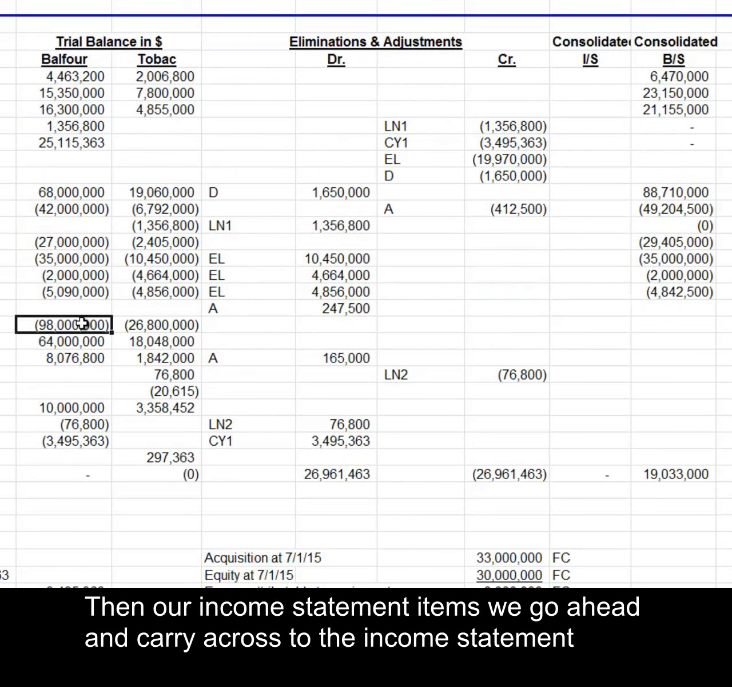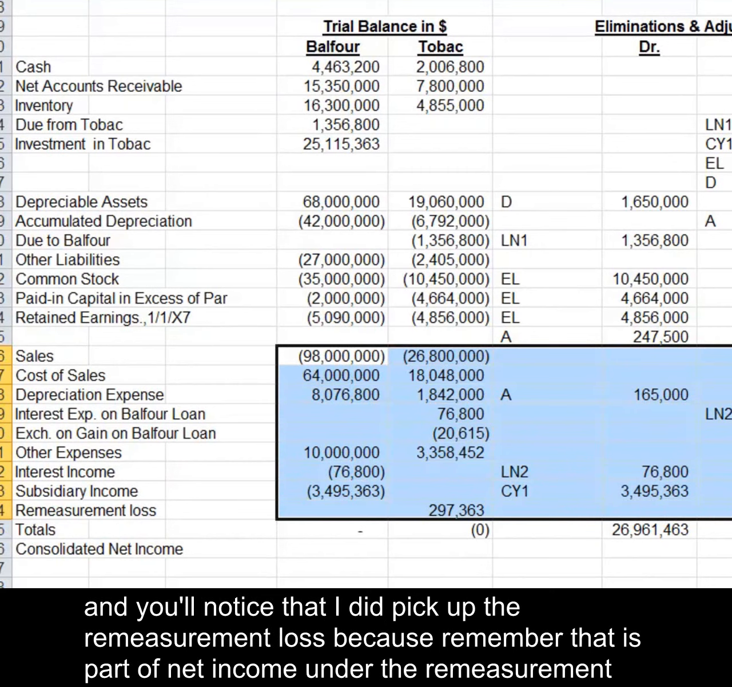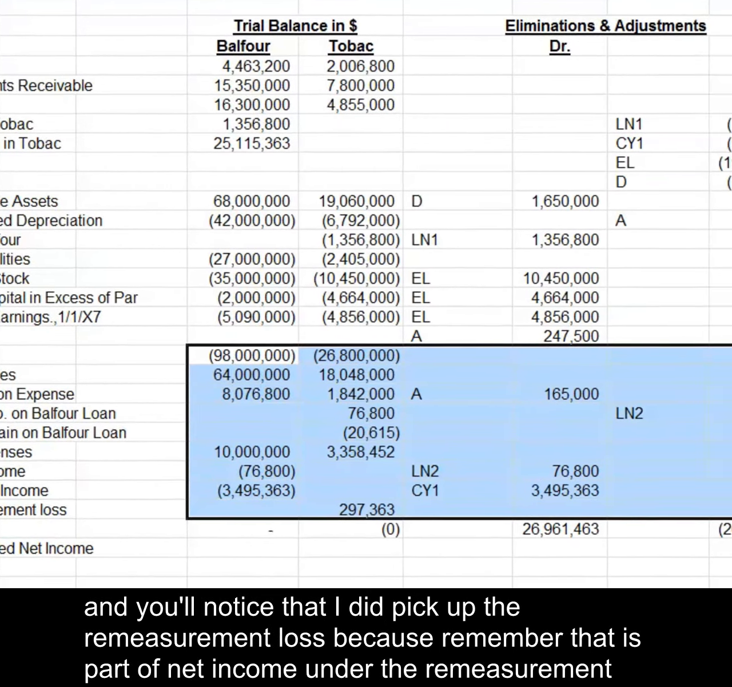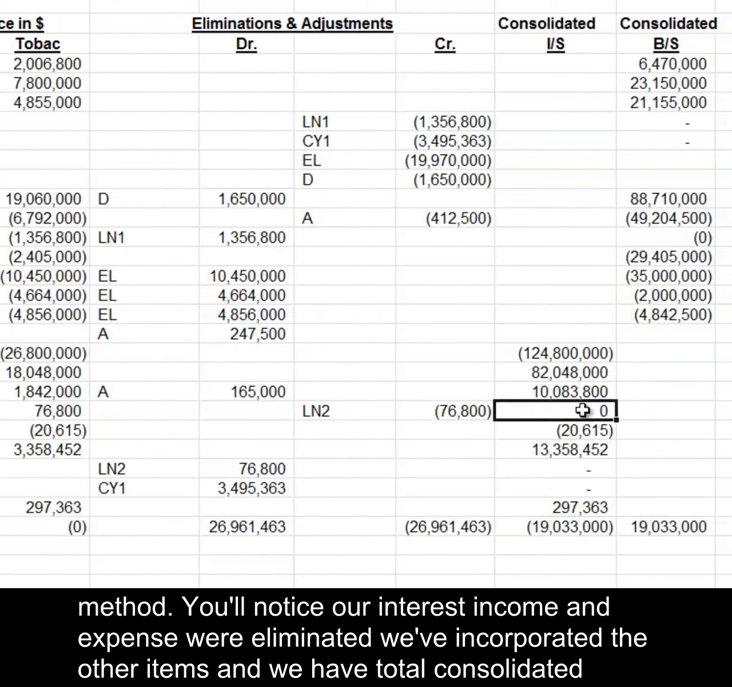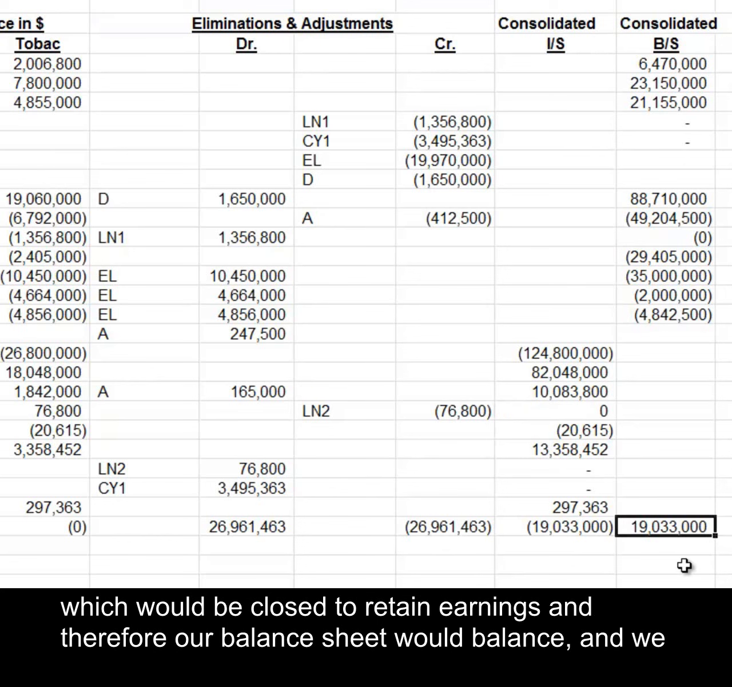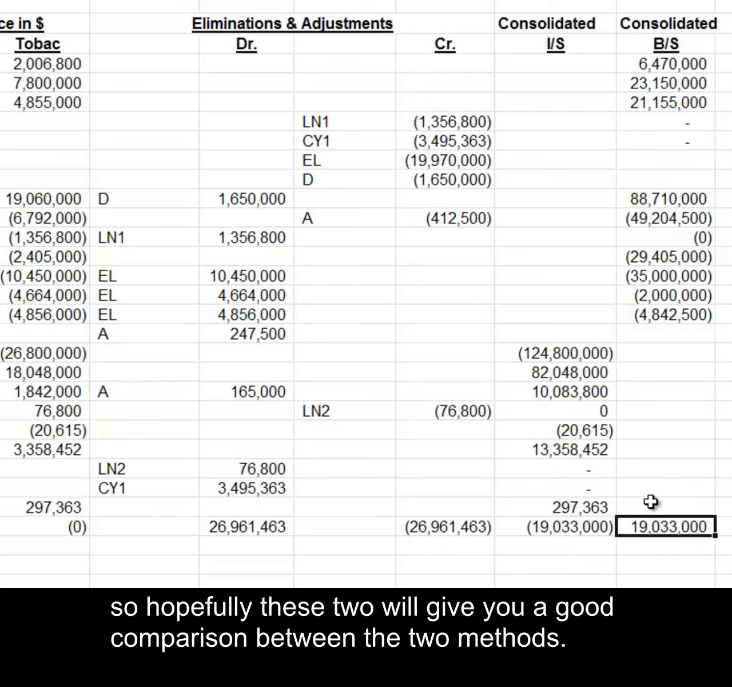Then our income statement items, we go ahead and carry across to the income statement. And you'll notice that I did pick up the remeasurement loss because remember that is part of net income under the remeasurement method. You'll notice our interest income and expense were eliminated. We've incorporated the other items and we have total consolidated income of 19 million, which would be closed to retained earnings, and therefore our balance sheet would balance and we would be ready to prepare our final consolidated financial statements. So hopefully these two will give you a good comparison between the two methods.